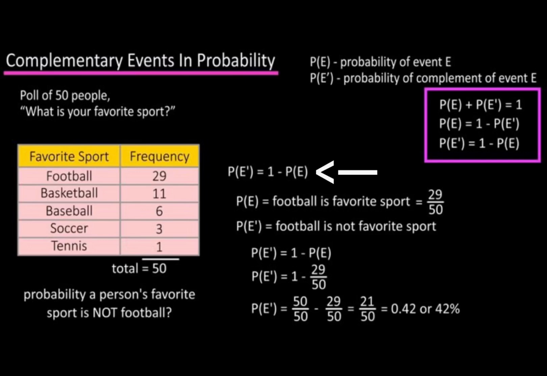To answer this, we can use the equation the probability of E prime equals 1 minus the probability of E. So in this equation, the event E is the probability that football is a person's favorite sport, which is 29 over 50. And E prime is the probability football is not a person's favorite sport. So the probability of E prime equals 1 minus 29 over 50. And after that, we will get 50 over 50 minus 29 over 50, which equals 21 over 50, which equals 0.42 or a 42% probability.